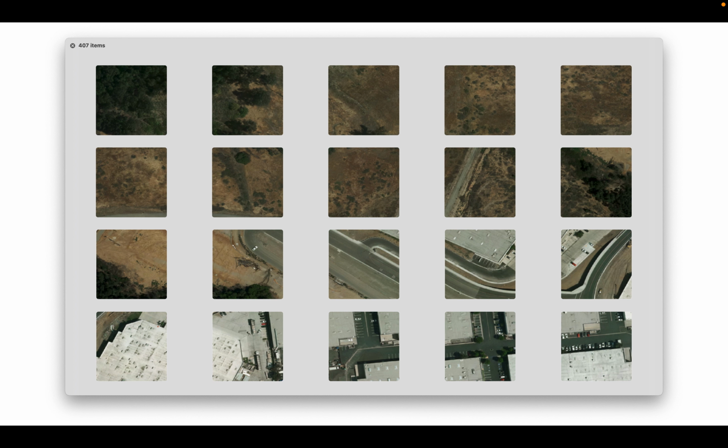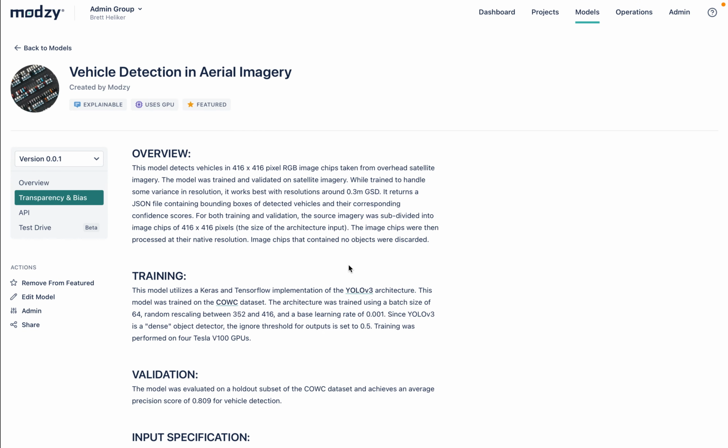Our dataset basically looks like this. Hundreds or thousands of georeferenced tiles of a geographic area that could be hundreds of square kilometers large. Our task is to count every single vehicle in the imagery set. To complete this, we'll be using Modsy's Vehicle Detection in Aerial Imagery model. This is a computer vision model that uses aerial imagery as an input and simply outputs bounding boxes and confidence scores for each vehicle identified.